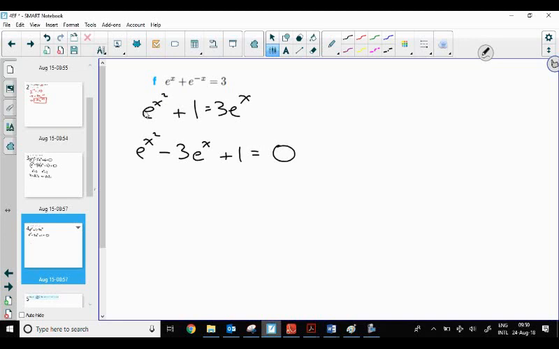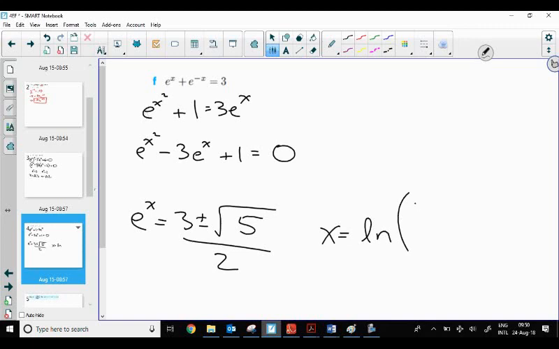Now this may be uncomfortable at first, but remember that this equation is quadratic with regards to e to the x. So when I use my quadratic formula, it's going to be e to the x is equal to negative b plus or minus the square root of b squared minus 4ac all divided by 2a. And then I need to undo the exponential there, so that means that x is going to be equal to the ln of this crazy thing.